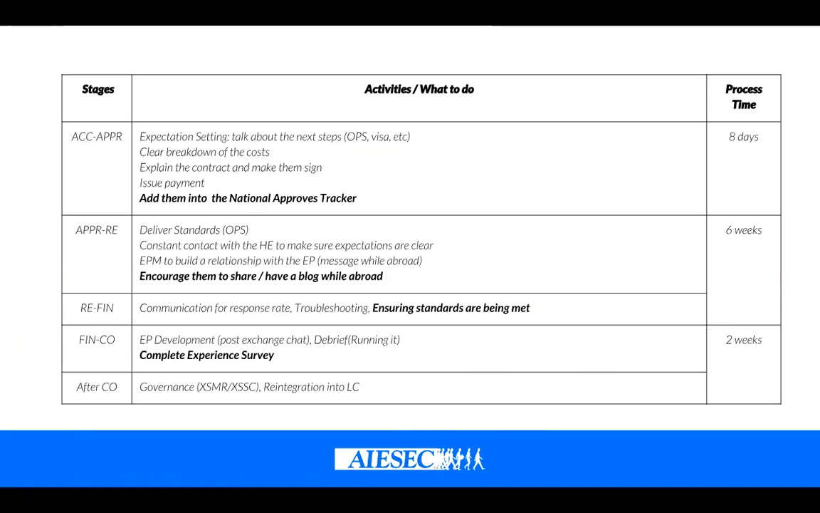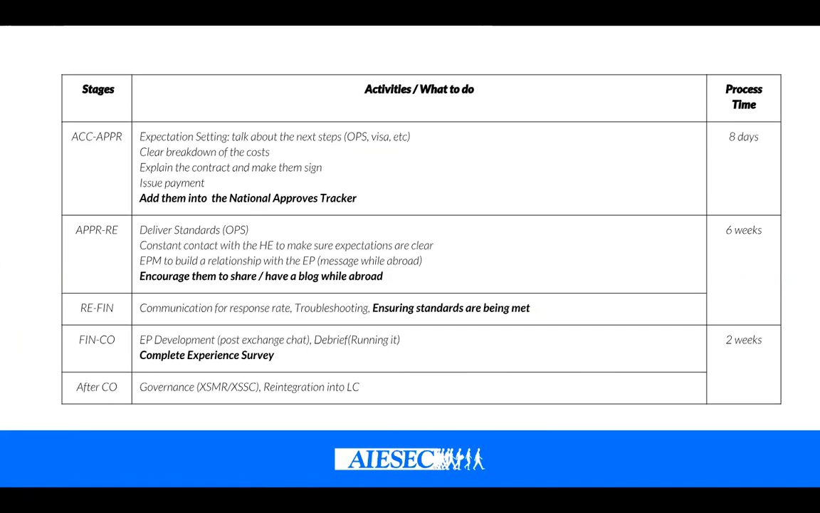And in this stage, after they go on, whilst they're realized and before they finish, in these 6 weeks, we want to keep up constant communication, and we want to really ensure that our standards are being met at this time. Upon finishing the project, we look to ask them to fill in the complete experience survey, and we also ask to deliver another debrief for them. So what we'll do is organize another seminar for all our exchange participants, or maybe one-to-one, where we really debrief the exchange experience with them, and then they have moved on to complete.